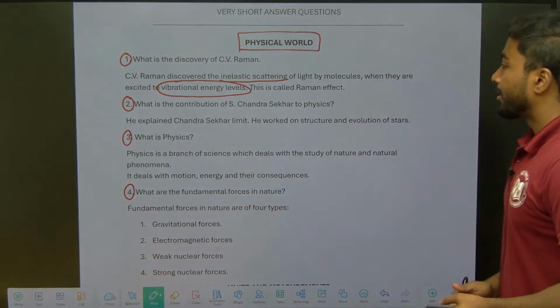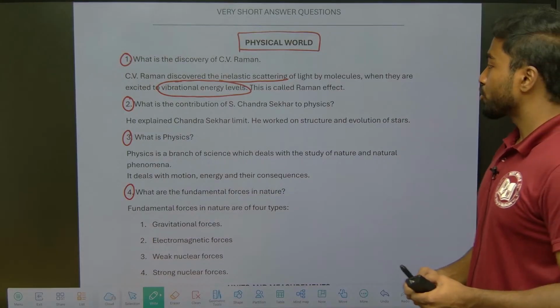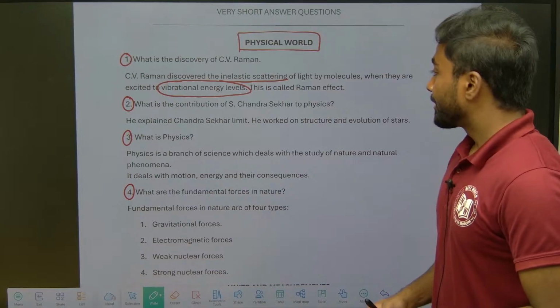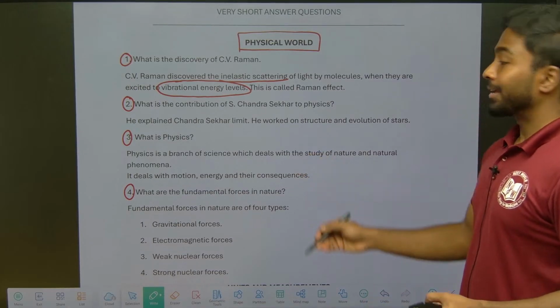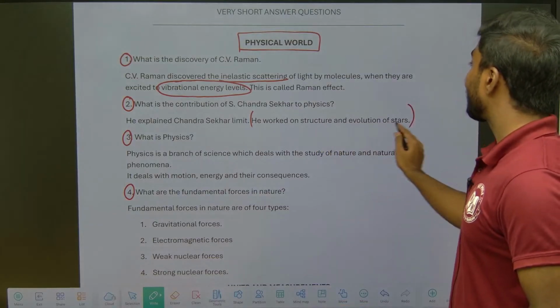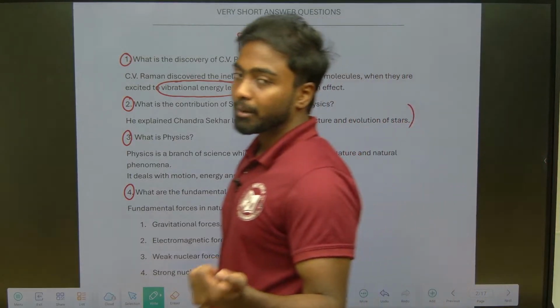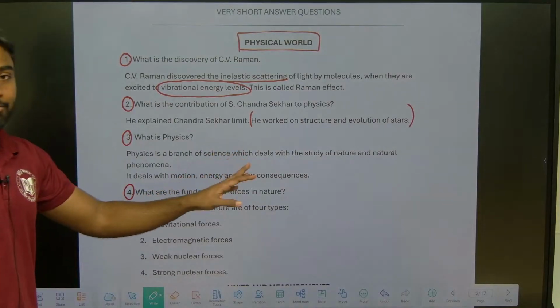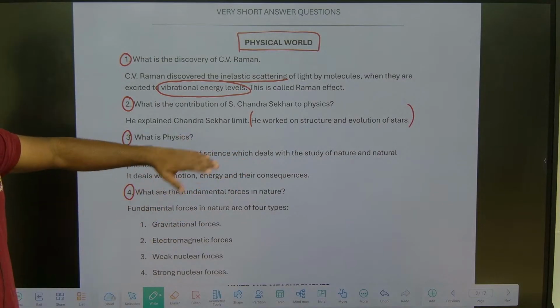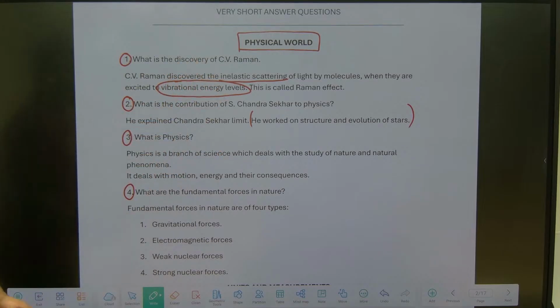The second question is, what is the contribution of S. Chandrasekhar to physics? He explained the Chandrasekhar limit. He worked on the structure and evolution of stars. That is the contribution he has given to physics. I'll keep a 1 minute time, you can take a note of this, and then we can go for the third and fourth question.